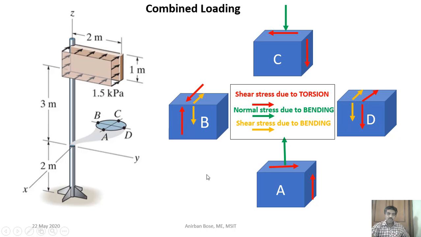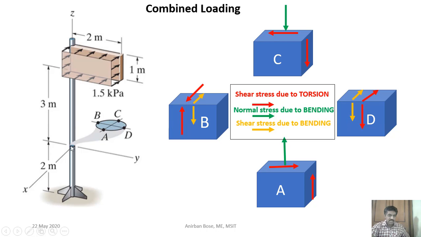Now coming to a more realistic situation, where there is combined loading. Here you can see one example. Let us consider that this is a signboard, and because of some wind load, definitely some stress will come on this particular pole. Okay, so let us try to find out what kind of stresses will be developed at this particular cross section, which is say about 2 meters from the ground.